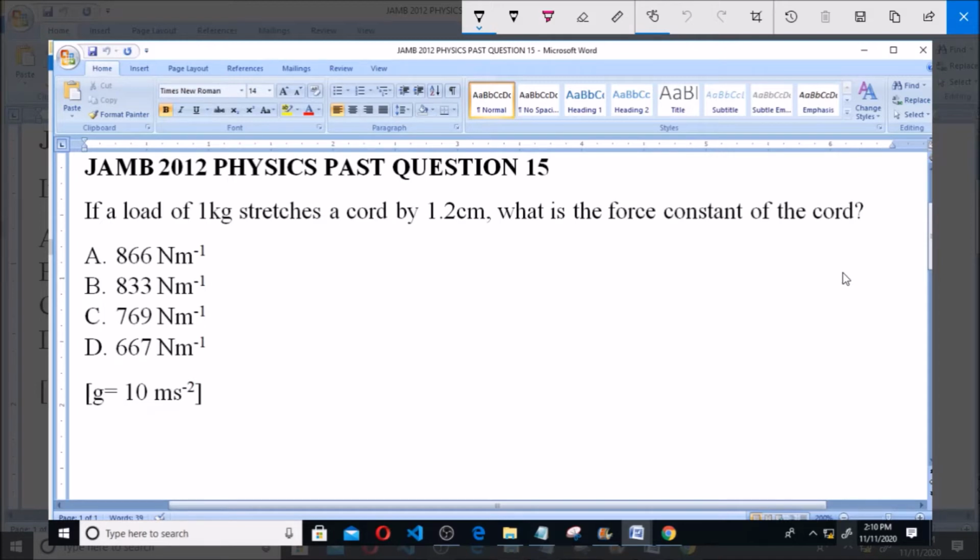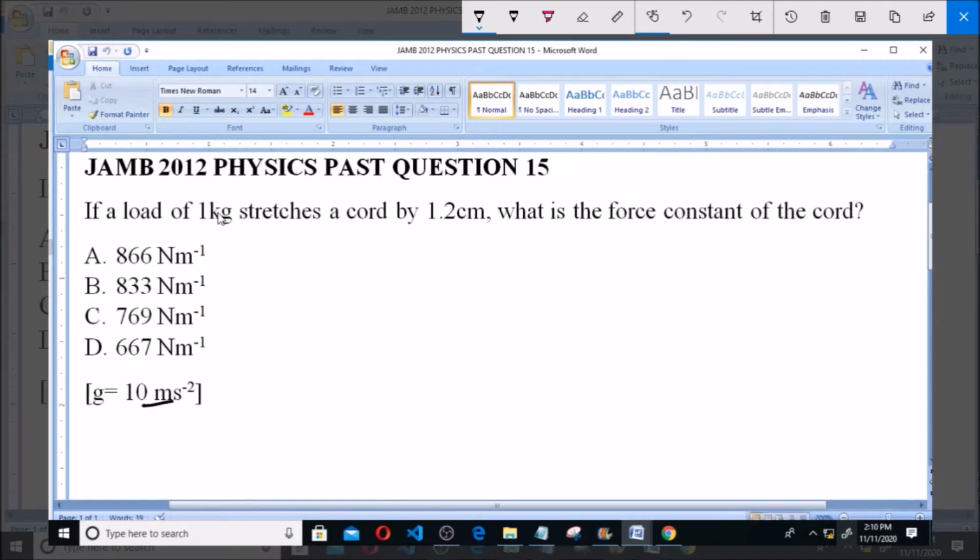A. 866 Newton per meter. B. 833 Newton per meter. C. 769 Newton per meter. D. 667 Newton per meter. And we have acceleration due to gravity as 10 meters per second squared.